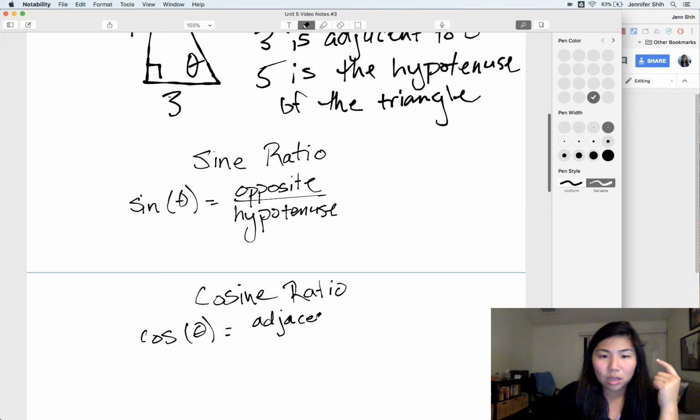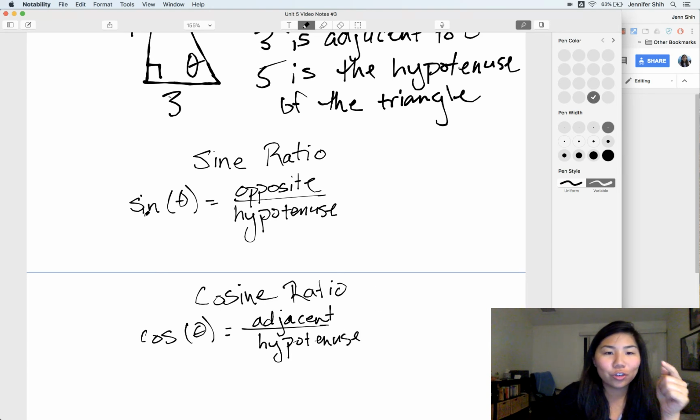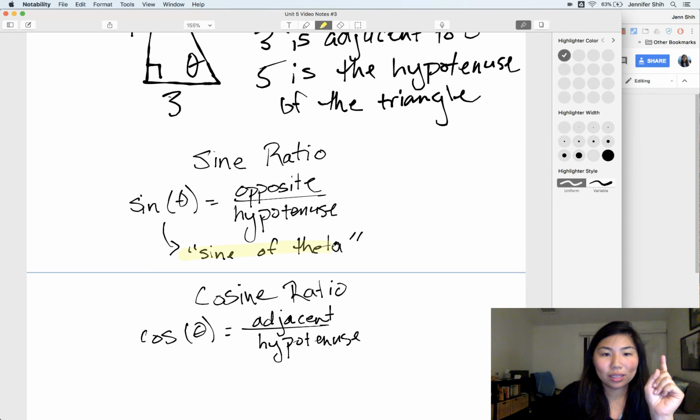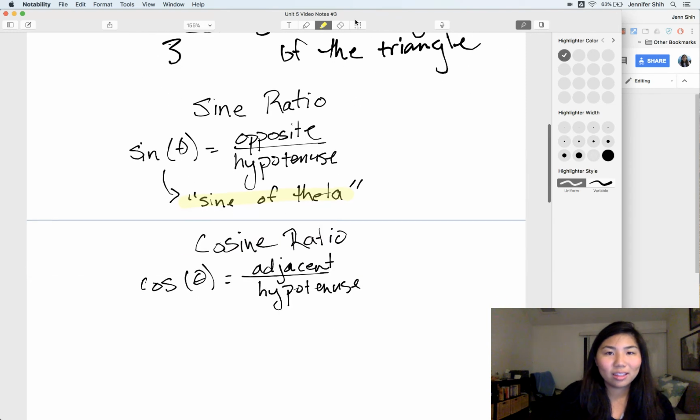Adjacent over the hypotenuse. Can we just talk about how, if you are not listening to this and you are just watching, you're going to say "sin of theta" and "cos of theta"? Don't do that. When you pronounce this, it is sine of theta. That's right, there's an "of" there. Just like f of x, this is sine of theta. That's how you pronounce it, sine of theta, not "sin theta." Just like this one is cosine, cosine of theta.